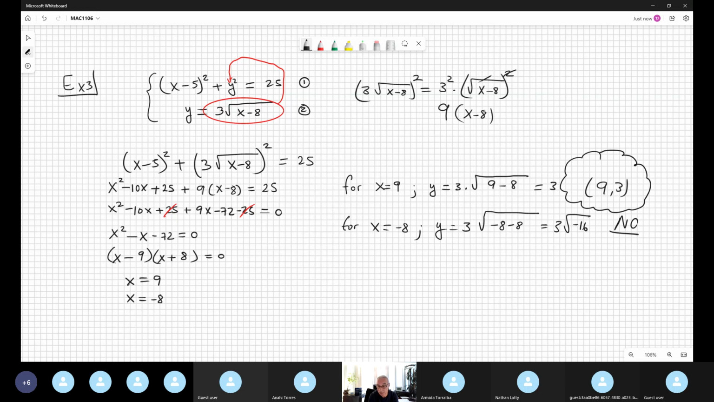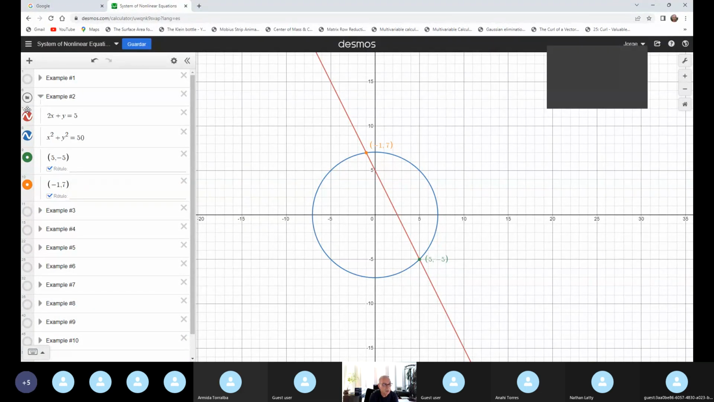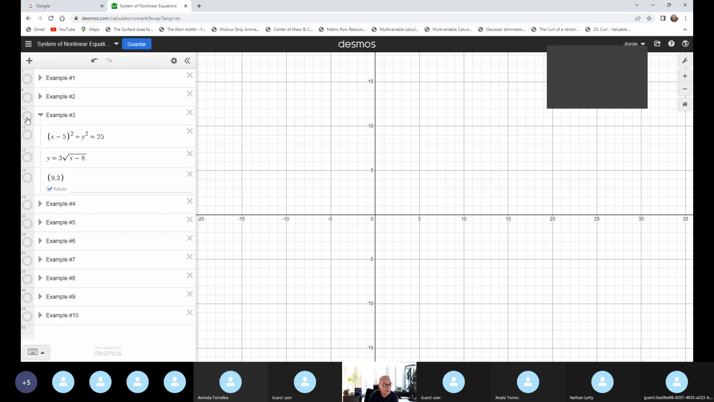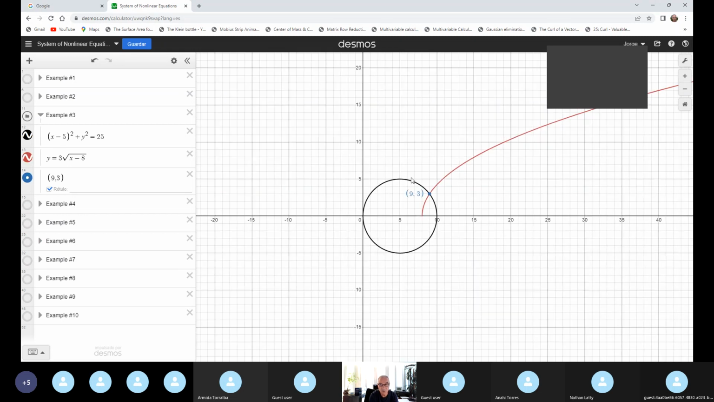Okay, so now switching to the decimals. Okay, let me show you. This is example number 3. Look, number 3, oh, it's easy. It's a circle: x minus 5 squared plus y squared equals 25. Do you see decimals? Yes or no?